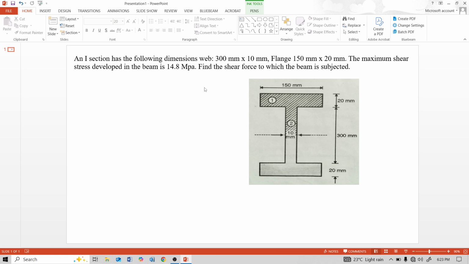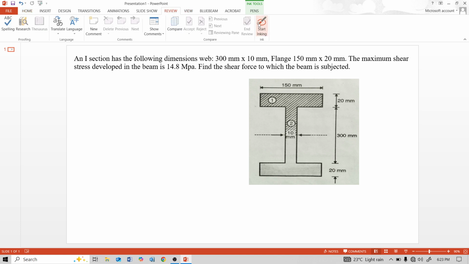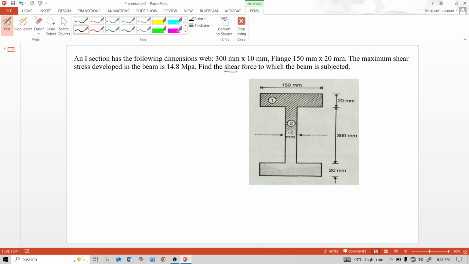So, in this numerical, the problem statement is to find shear force, not shear stress. Here, see the term shear force. We have to find shear force, and in the numerical, they have given us shear stress 14.8 MPa. For solving this numerical, we use the same methodology. First, find the position of neutral axis, second, find moment of inertia, and third, by using the shear stress formula, we find the shear force.